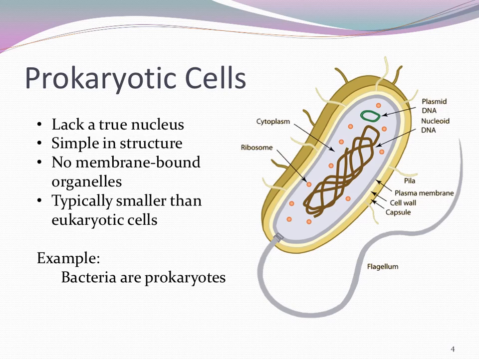These cells are simple in structure. They have no membrane-bound organelles. They're typically smaller than eukaryotic cells, but not always. An example of prokaryotic cells would be bacteria.